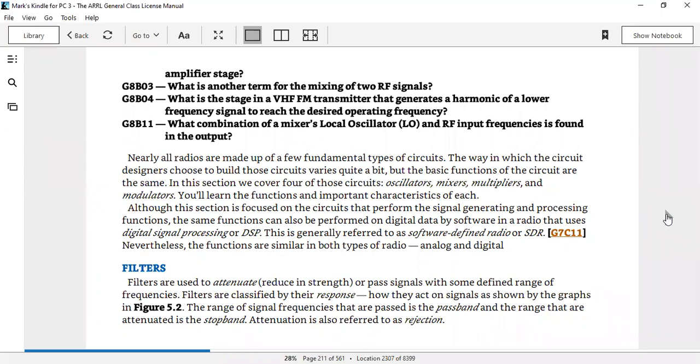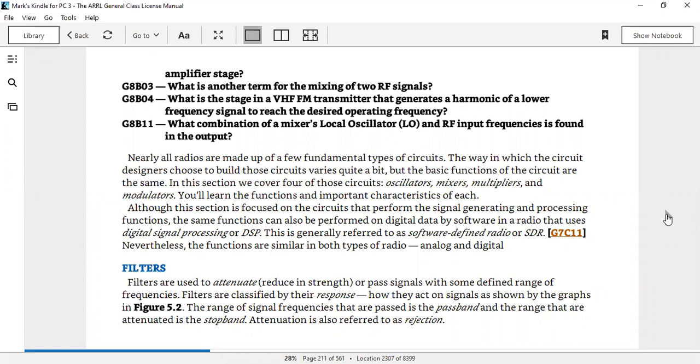Okay, so nearly all radios are made up of just 4 different types of circuits. They are oscillators, mixers, multipliers, and modulators. So we're going to find out what this is about. These functions can be performed with the new technology, which is digital signal processing, DSP, which is also referred to as software-defined radios. Even though non-software-defined radios can have digital signal processing within them, they've had it since maybe the 80s.